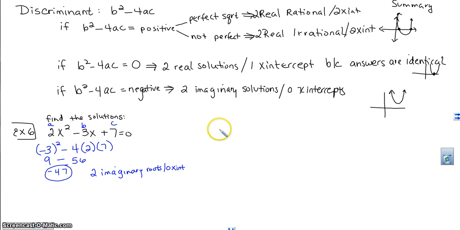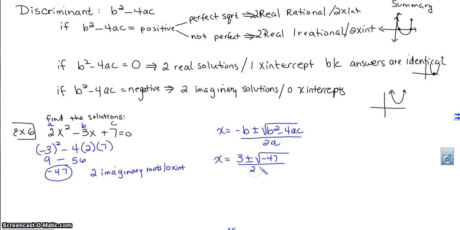All right, so here we go. Quadratic formula: x equals the opposite of b plus or minus the square root of b squared minus 4ac, all over 2a. So x would equal 3 plus or minus, I just did this part, over 2 times a, and a was 2. So 3 plus or minus the square root of -47.